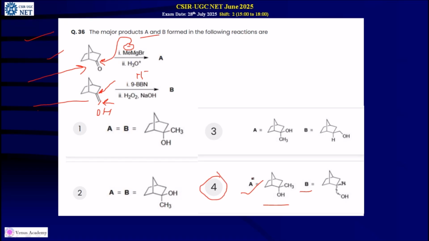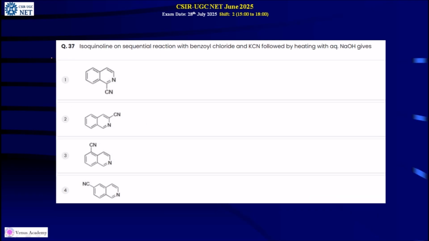Next, question number 37. Isoquinoline on sequential reaction with benzoyl chloride and potassium cyanide followed by heating with aqueous sodium hydroxide gives. What is the reaction?